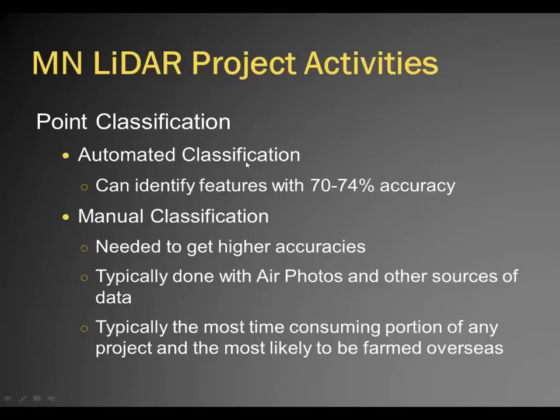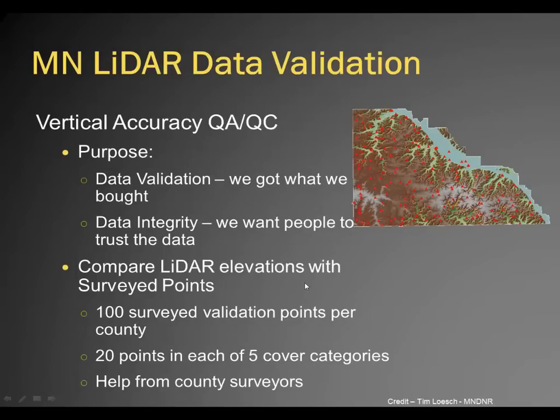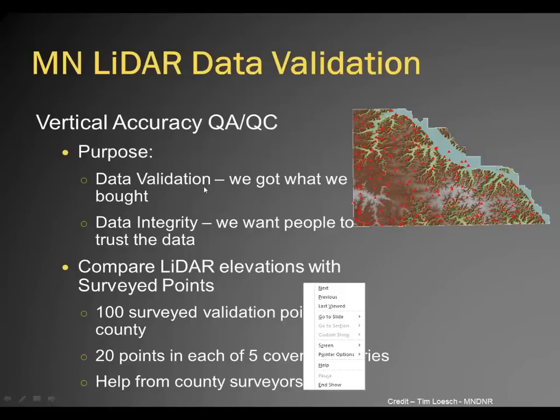So there's an automated classification that gets you most of the way there, and then there's a series of manual classification that is done within these products. The vertical accuracy is validated so that we can make sure we got what we paid for. And we also want to have a high level of integrity. So we go through an elaborate validation. When the vendor produces this, flies over, collects the data, classifies it, we go through a validation and integrity process to make sure we know what we've got and we know how to use it.